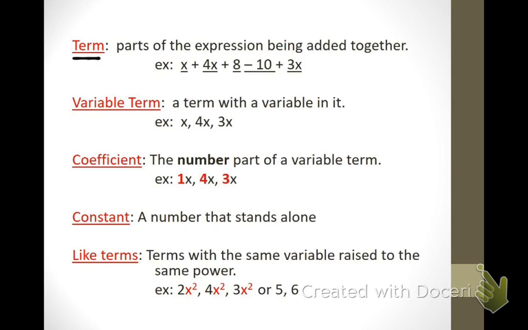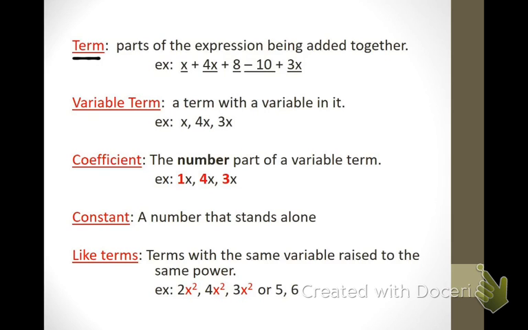The first one is a variable term. This is a term with a variable in it. Does anyone remember what a variable is? A letter. Okay, so anytime you see a letter. Here, my letters are x's. It doesn't have to be an x. It could be a y. It could be l, m, n, o, p. It could be any letter of the alphabet. So what are my variable terms there? x, 4x, 3x. Good job.